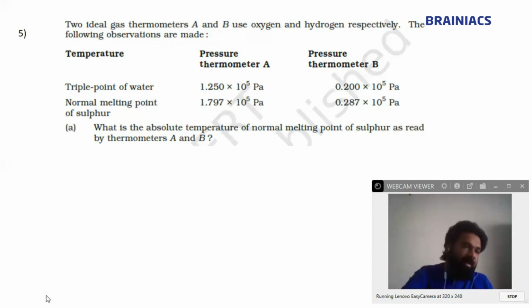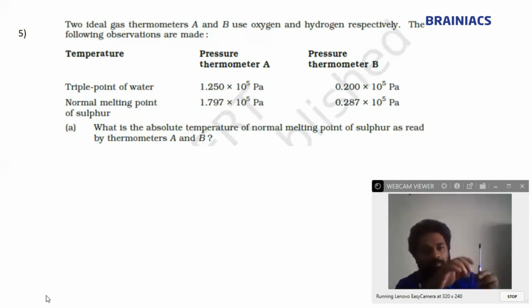Suppose we keep a thermometer at the triple point of water, it will show a pressure. That is the reading we have taken, for thermometer A and another thermometer B. Then when sulfur is at its normal melting point, we kept the thermometer there also, and measured how much pressure reading is there. That is what these readings are.